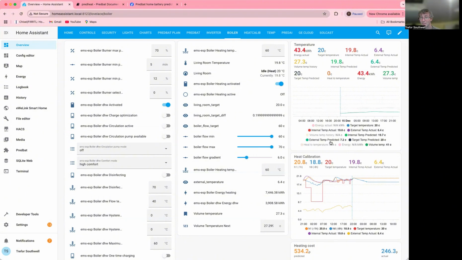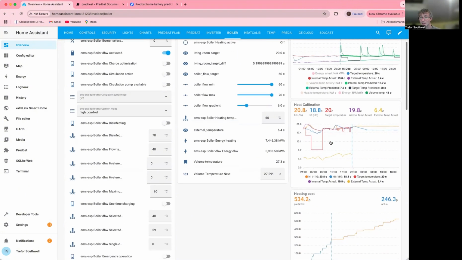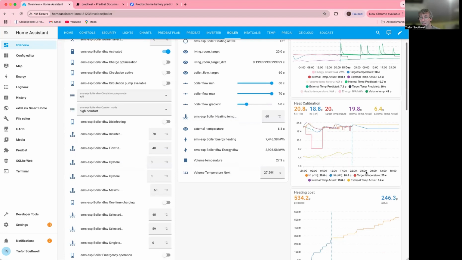You saw that before. And then there's this heat calibration chart, which you can also use. If I turn off the target temperature for a minute, that's not very interesting. That's the actual external temperature. You can actually see the predictions from 1 hour ahead and 8 hours ahead versus the actual temperature. And you can see it's not completely aligned.